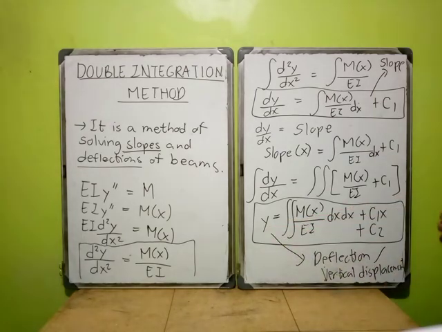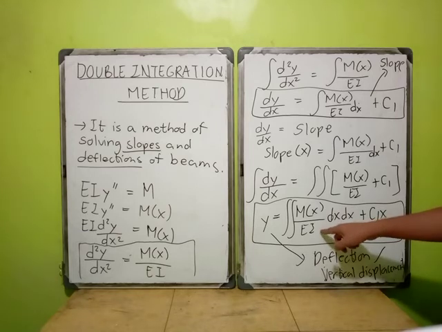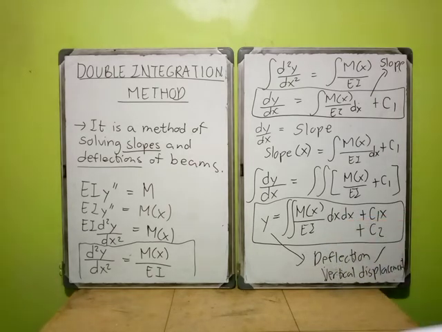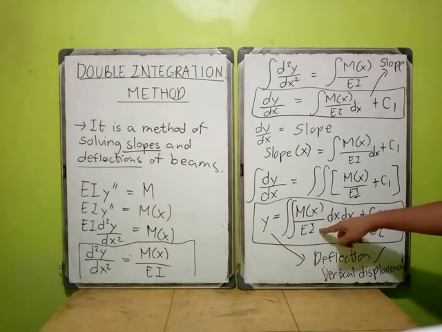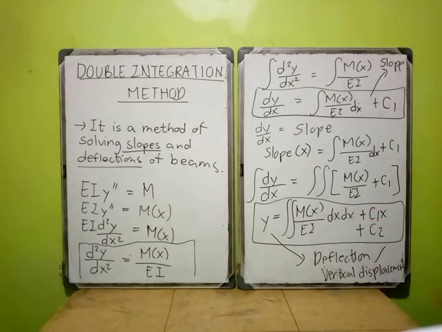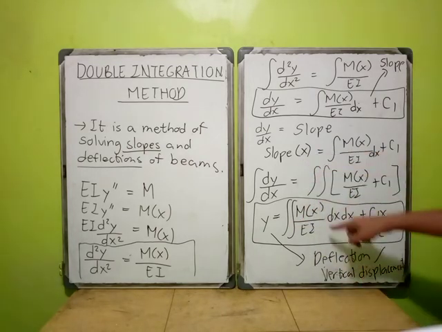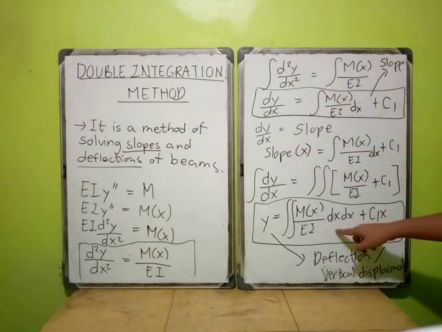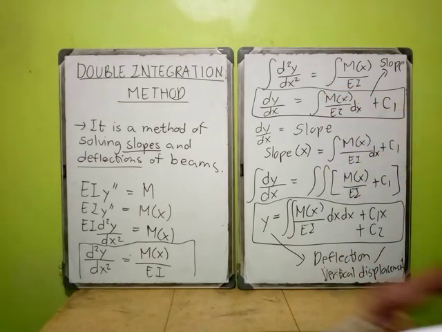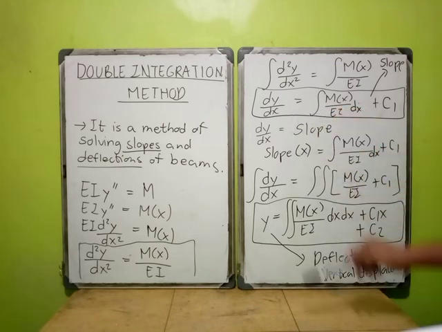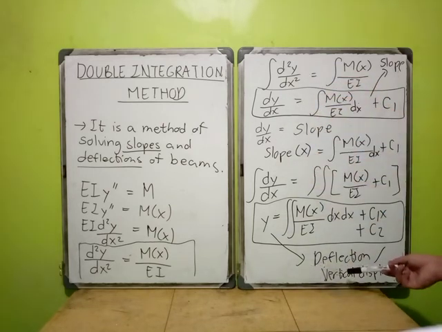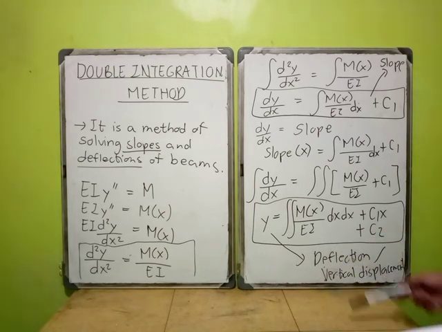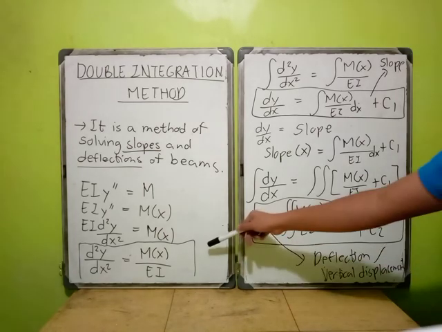This is the y. This is why it is called the double integration method: in order to find the deflection, you need to integrate the moment divided by EI twice. First, you integrate this and you get the slope. Then you integrate the slope equation again, and you get the deflection equation. So please remember these three formulas.